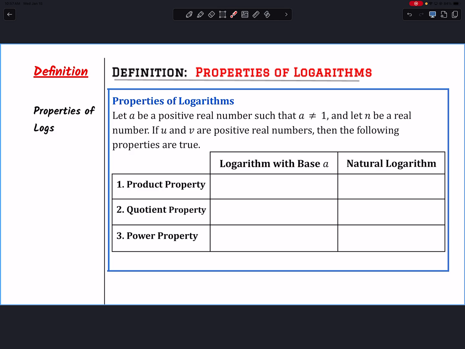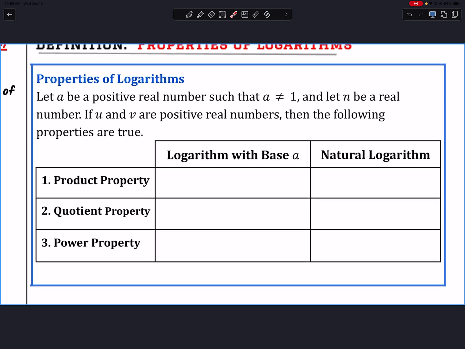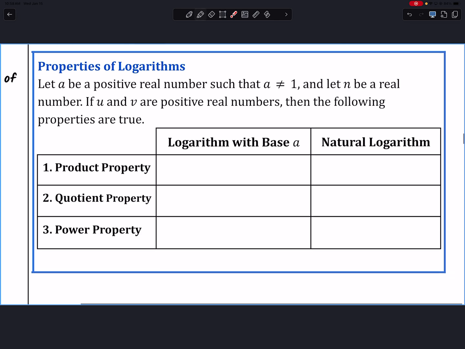Okay, math is a language. Logs are its own language, which you guys will learn right now. So in order to solve some problems, here are some important properties of logs. Let a be a positive real number such that a is not 1, and let n be a real number. If u and v are also positive real numbers, then the following properties are true. So I need you guys to write a little bit small just so everything fits nicely.